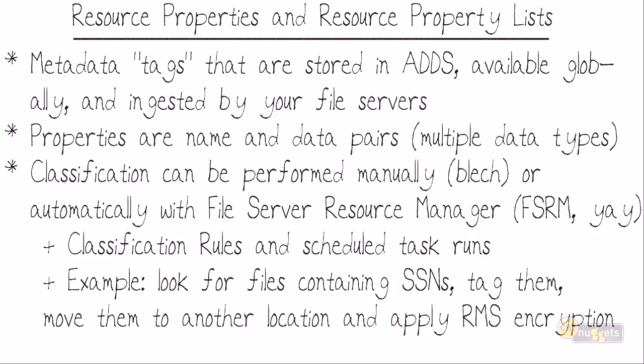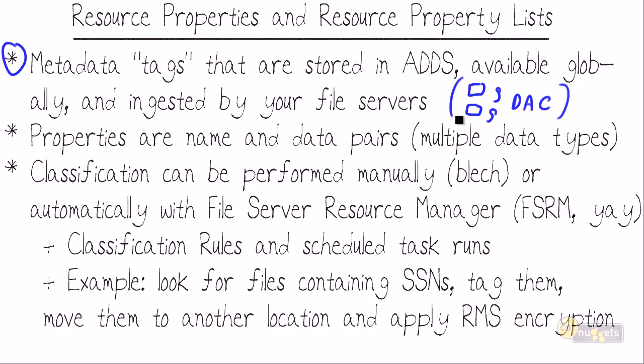The other side of the coin is your shared folder infrastructure, and that's where we have resource properties and resource property lists. Resource properties are metadata tags that are stored in Active Directory, available globally and ingestible by your file servers. Now, you'll remember the demo from the previous nugget. We went into File Server Resource Manager, and when I showed you the classification properties, there were a few I had in there from my own work that were classified as global. Those came from DAC. And I mentioned a best practice: if you're going to be going into this whole hog in terms of FCI and/or DAC, I would define my resource properties globally instead of doing it on a server-by-server basis.